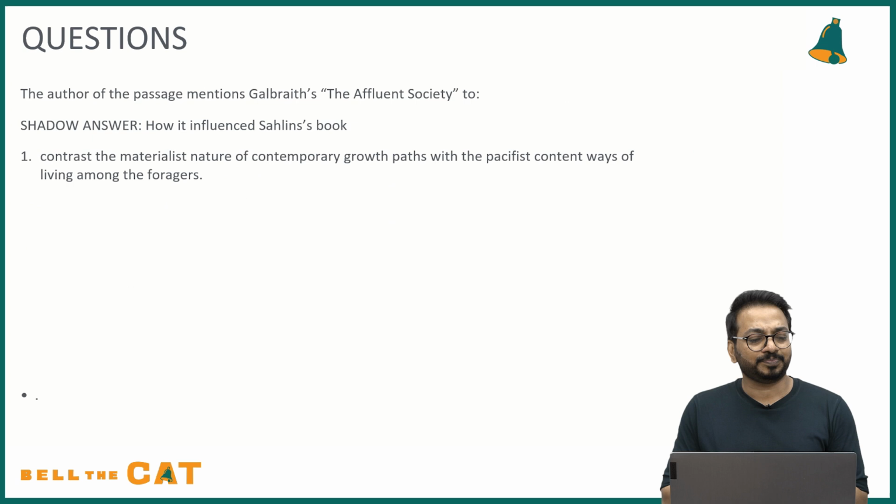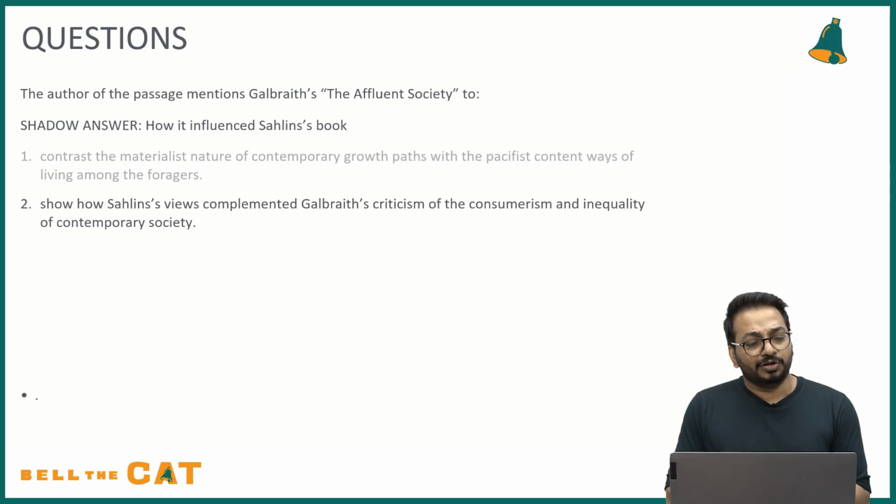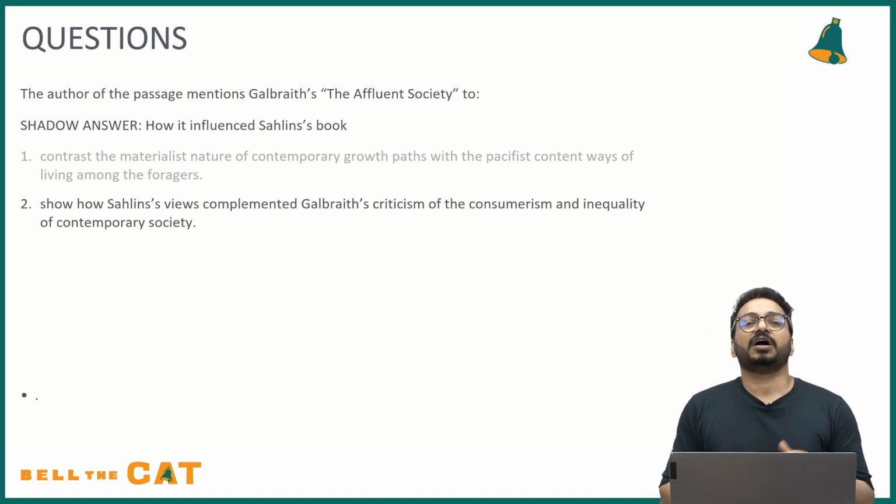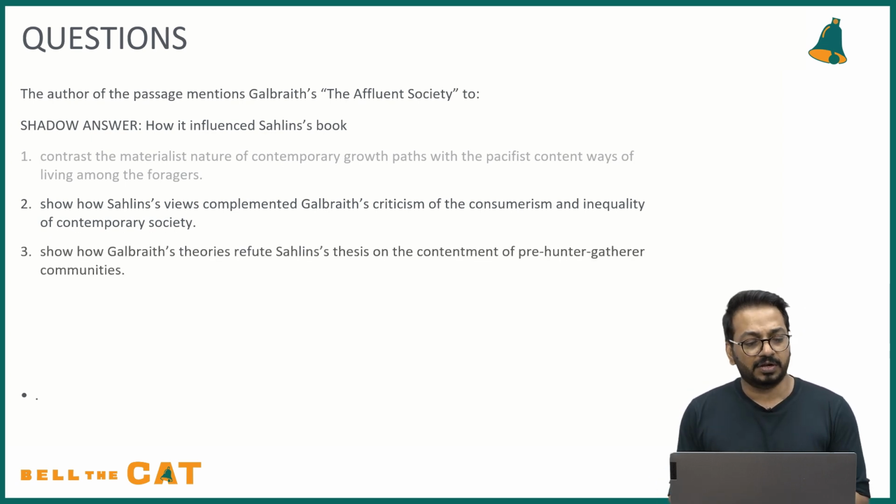Let's look at the options. Contrast the materialist nature of contemporary growth paths with the pacific, content ways of living among foragers. No, it should show the relationship between the books. Show how Salins' views complemented Galbraith's criticism of consumerism and inequality of contemporary society. How both books are complementary, in line with each other. So we keep this.